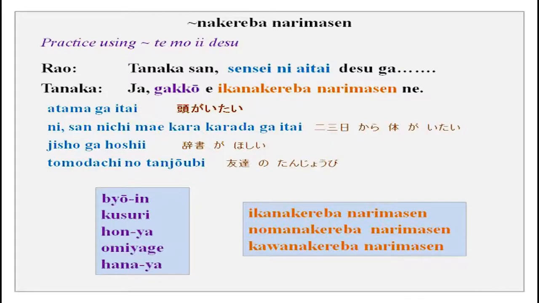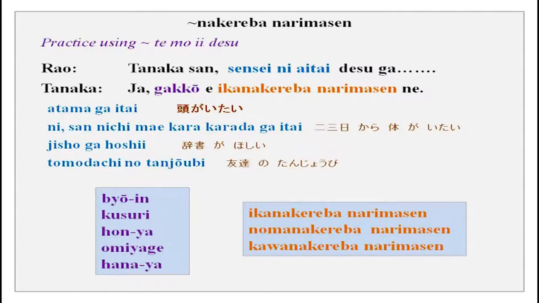Again, "Tanaka-san, jisho ga hoshii desu." I want a dictionary. Well, "Honya-san e ikanakereba narimasen." Or you can again use this: "Atama ga itai desu." "Ja, kusuri o nomanakereba narimasen." You have to take a medicine.